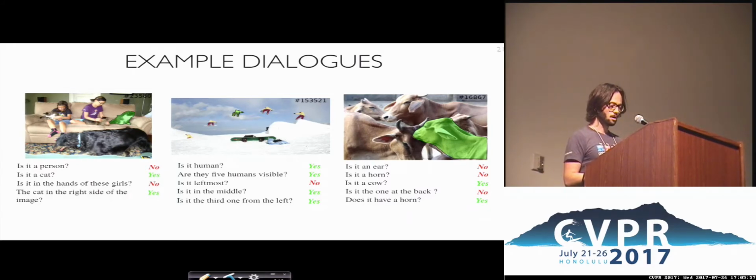So here are a few examples of games for three different images. And you see the mask, for instance, here it's the cat. So is it a person? No. Is it a cat? Yes. Is it in the hands of these girls? No. Is the cat on the right side of the image? Yes. And then presumably here the questioner got it right. So you have a few more examples here.